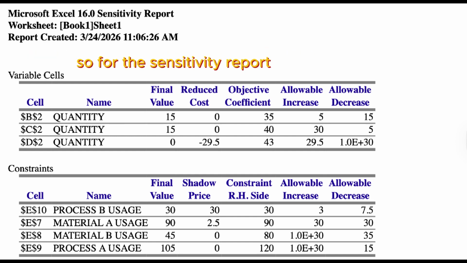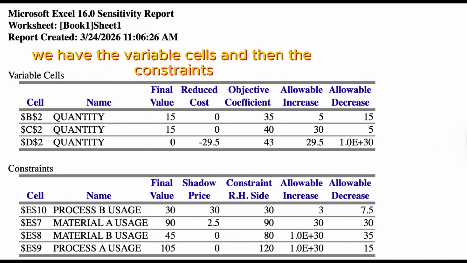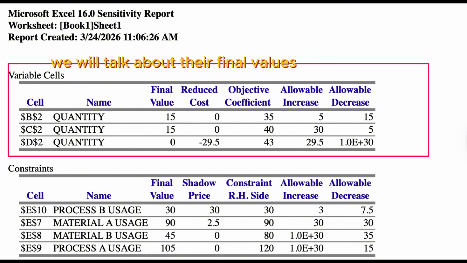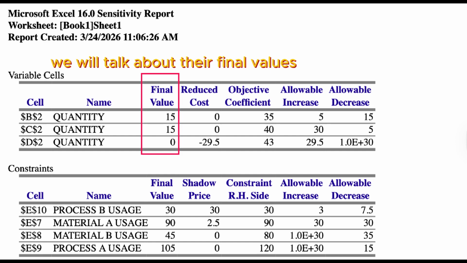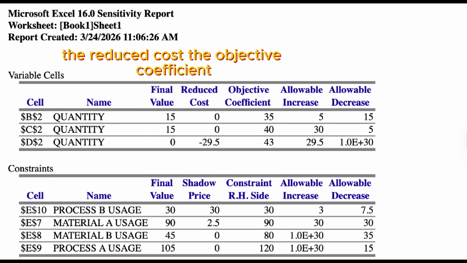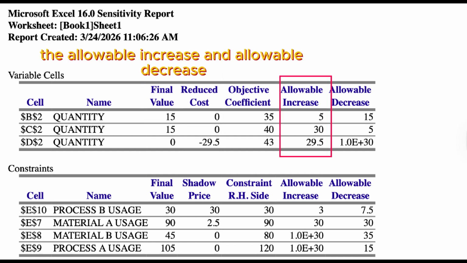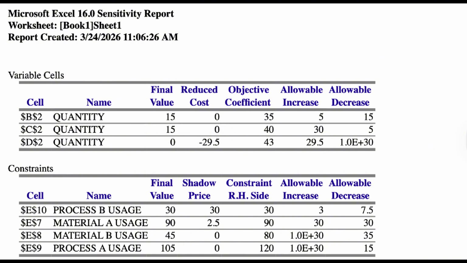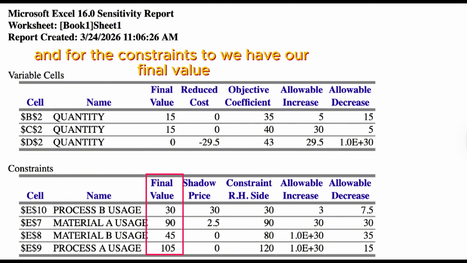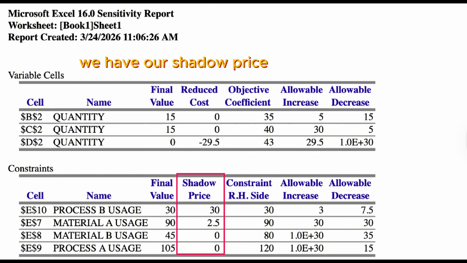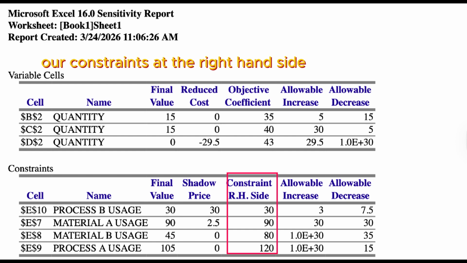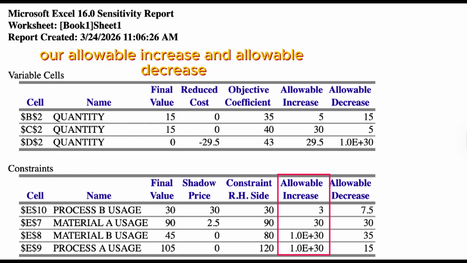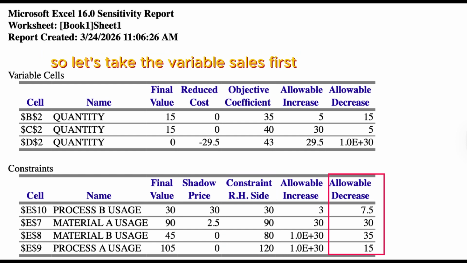So the sensitivity report has been grouped into two parts. We have the variable cells and then the constraints. On the variable cells, we will talk about the final values, the reduced cost, the objective coefficients, the allowable increase and allowable decrease. For the constraints too, we have our final value, our shadow price, the constraint right-hand side, allowable increase and allowable decrease. So let's take the variable cells first.